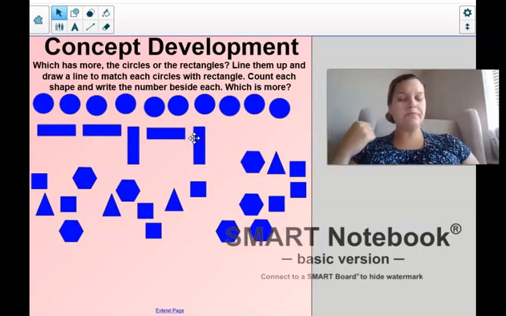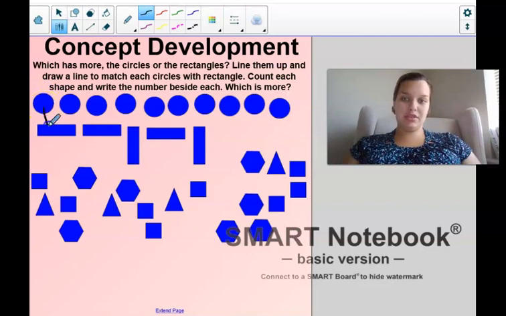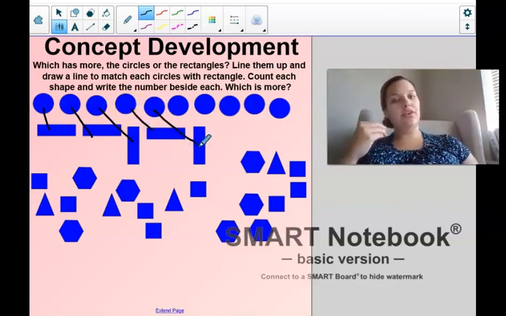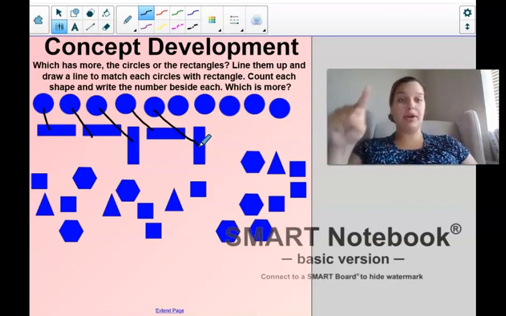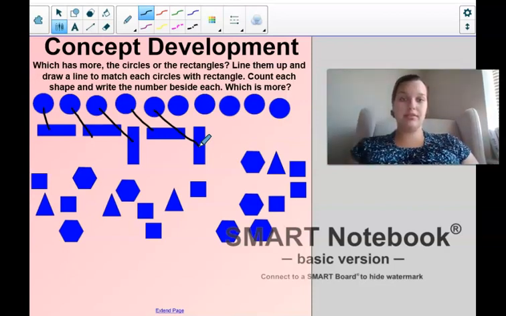We could count them, right? But what else can we do with our line? We can draw our line. So circle to rectangle, circle to rectangle, circle to rectangle, circle to rectangle, circle to rectangle. Just by looking, what group do you think has more? Circles or rectangles? Circles has more. Look at, all my rectangles are matched and I still have all these circles.